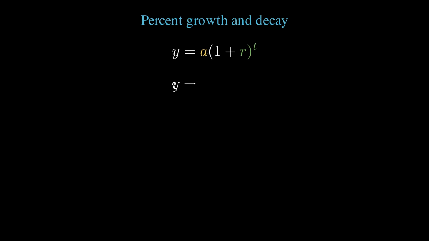The common SAT form is y equals a times 1 plus r raised to the t for growth, when r is written as a decimal rate. For decay, you often see y equals a times 1 minus r raised to the t, when the quantity shrinks by r each period. Here, a is the initial amount, r is the fractional change per period, and t counts how many periods passed.